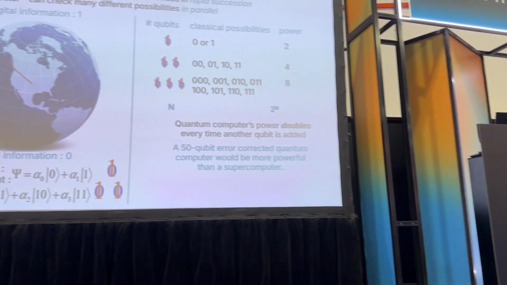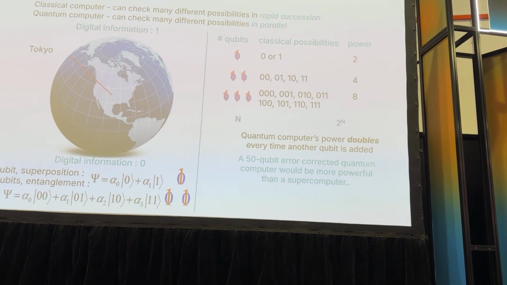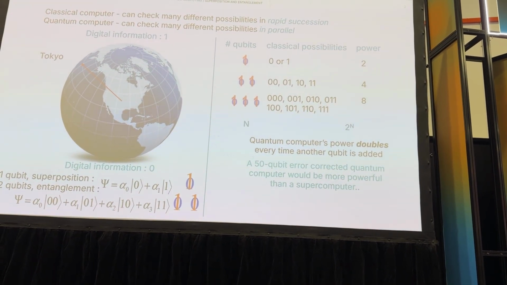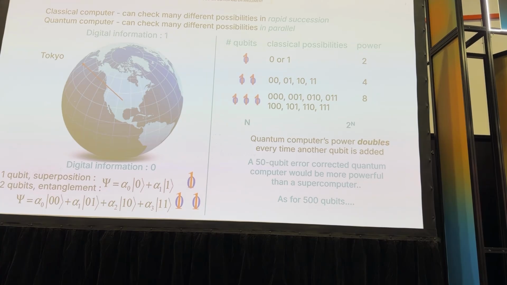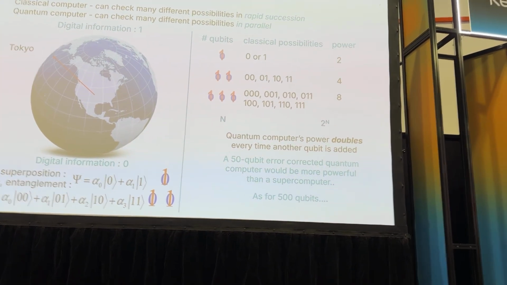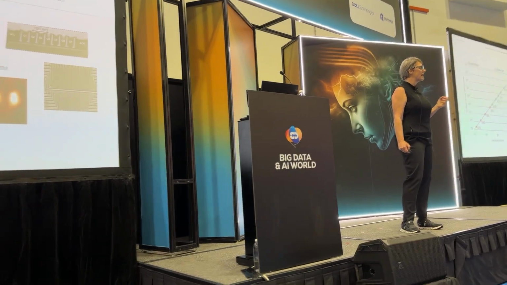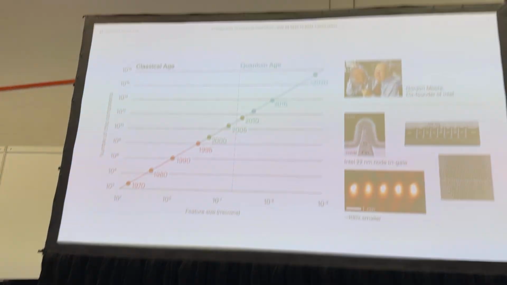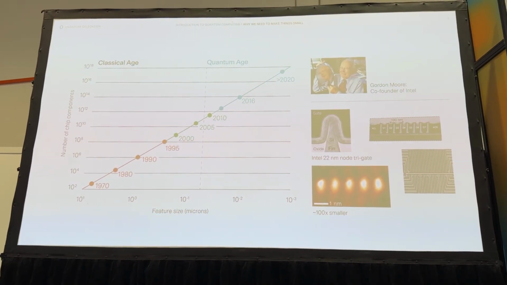So by the time I get to a 50-qubit system, I'm more powerful than the world's most powerful classical computer that exists. And if I get to 500 qubits, it's more powerful than all the computers in the world connected together. So that is the international race to build a quantum computer with 500 error-corrected qubits.